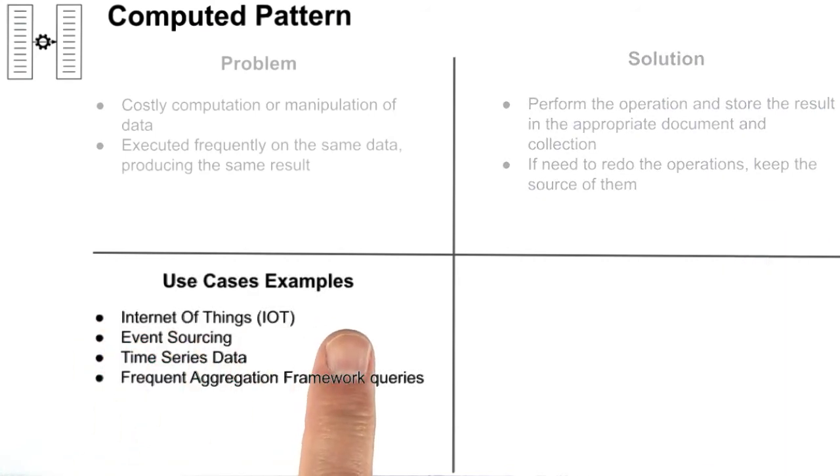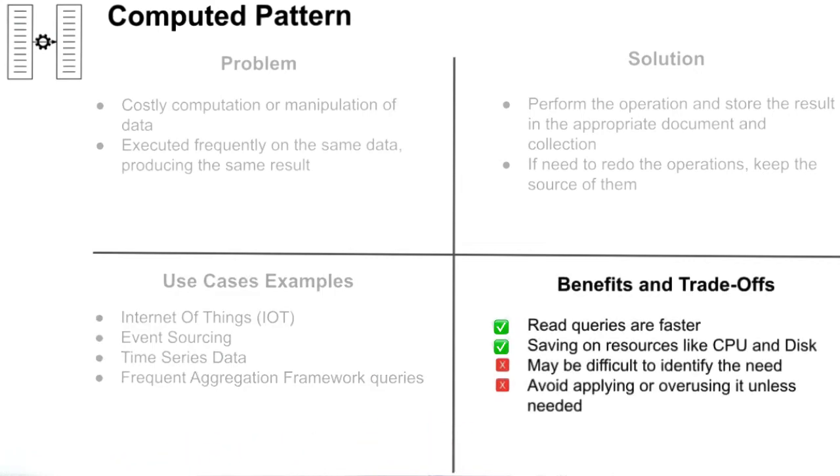Common use cases where you may want to use the pattern are the Internet of Things, event sourcing, time series data, and any scenario where you do repeated similar aggregation queries. The benefits you get from the computed pattern are faster reads and less utilization of resources, mostly CPU and disk. However, it may be difficult to diagnose that you may benefit from such a pattern on a large existing cluster. It is easy to abuse the computed pattern. Use it when you need it, as the required computation may add complexity to the application code.